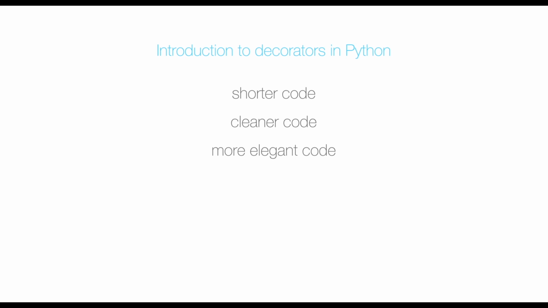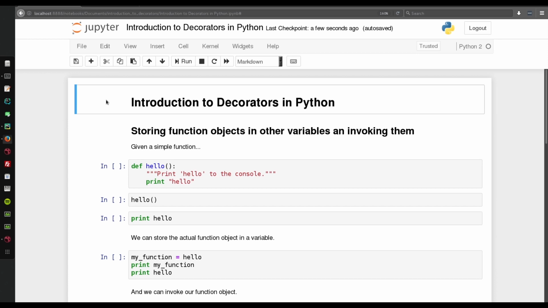To understand how decorators work, we'll first need to have a look at some important concepts in Python. In Python, everything is an object. Integers, strings, lists, dictionaries, class instances, they are all objects. But also functions are objects. They are often called first-class objects. Let's have a look at some examples here.